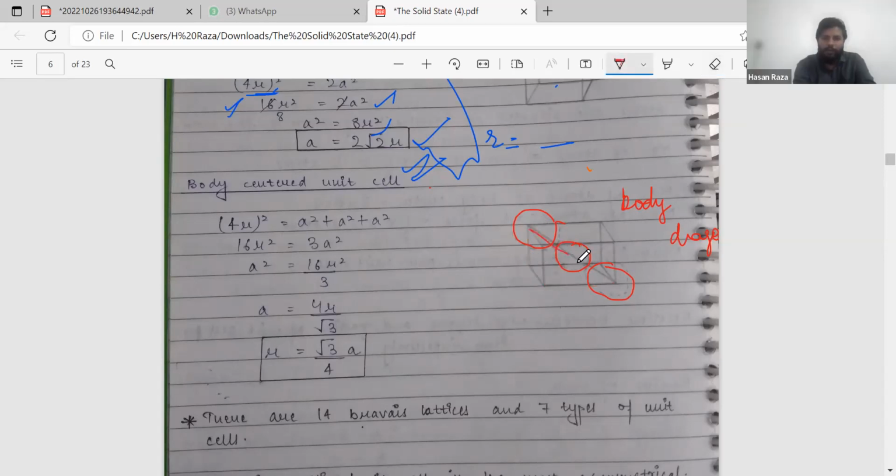So this will be the body diagonal. And this, this, this. So we know that the square of the sum of this will be equal to the square of this. So in this way, A square plus A square plus A square will be equal to 4R square. And in this way, A square will be 16R square by 3, and then A is equal to 4R by root 3. And in this way, this is the relation.